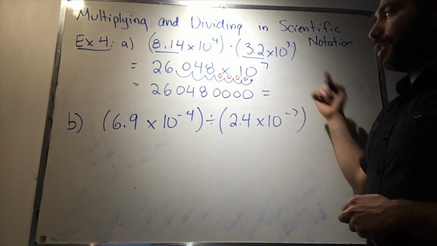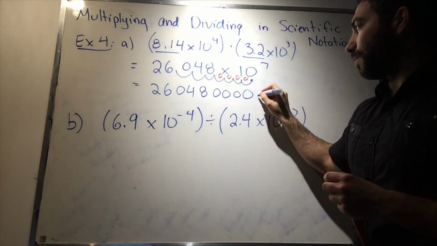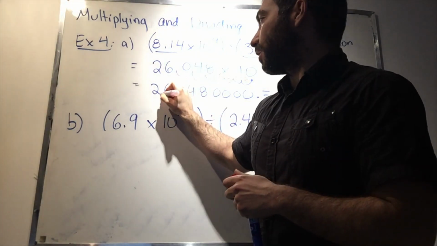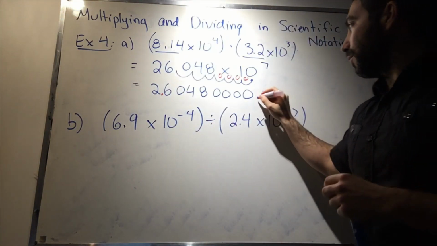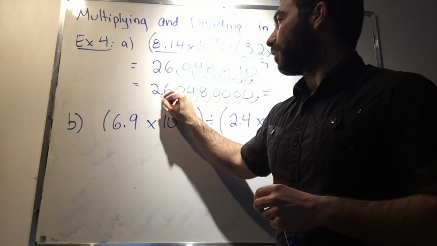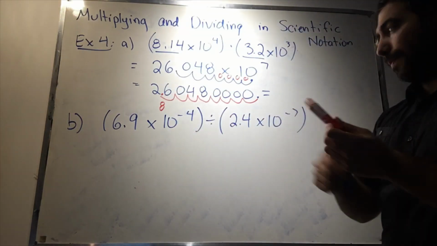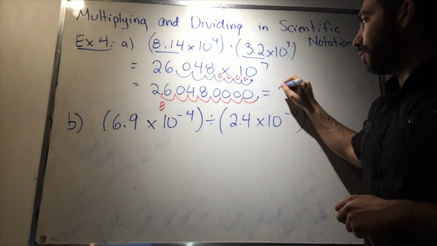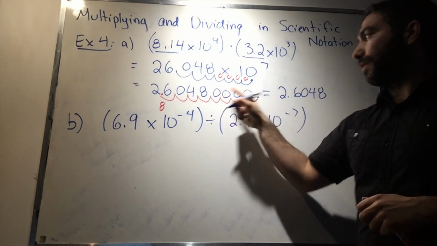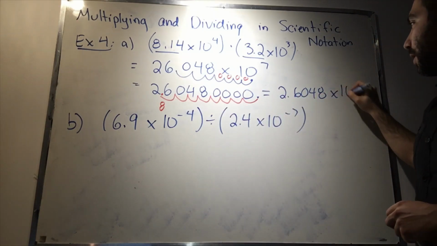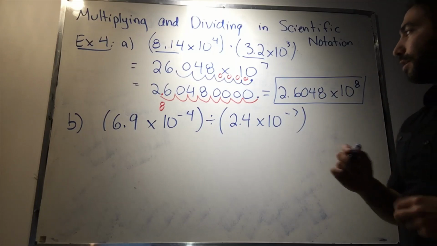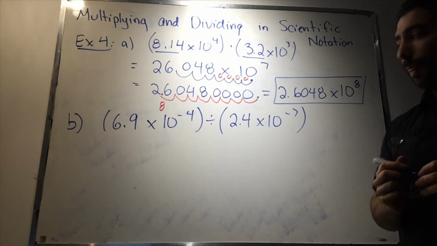And now we have to convert this back to scientific notation. So our decimal place is here. We want it to be between the 2 and the 6, not the 6 and the 0. So that means we have to move it 1, 2, 3, 4, 5, 6, 7, 8 times to the left. So the solution is 2.6048. Again, you could add the zeros if you want, I'm not going to do it. Times 10 to the positive 8 because we moved to the left. And that's the solution for part A.